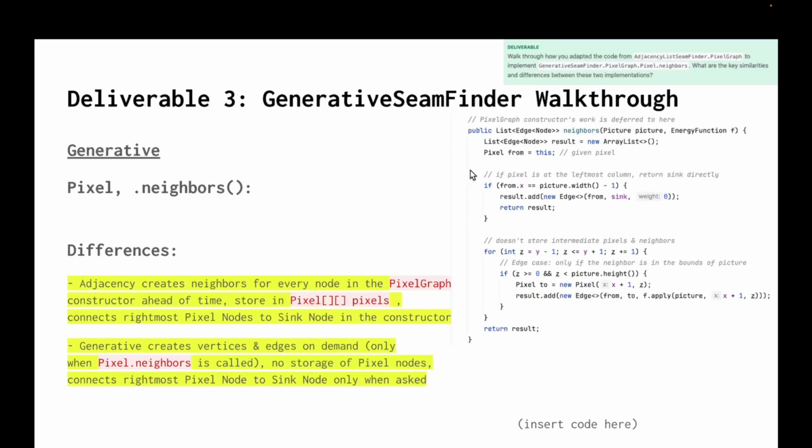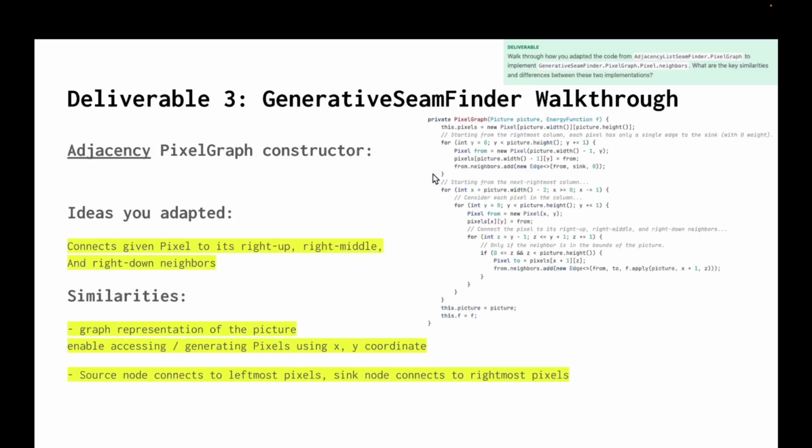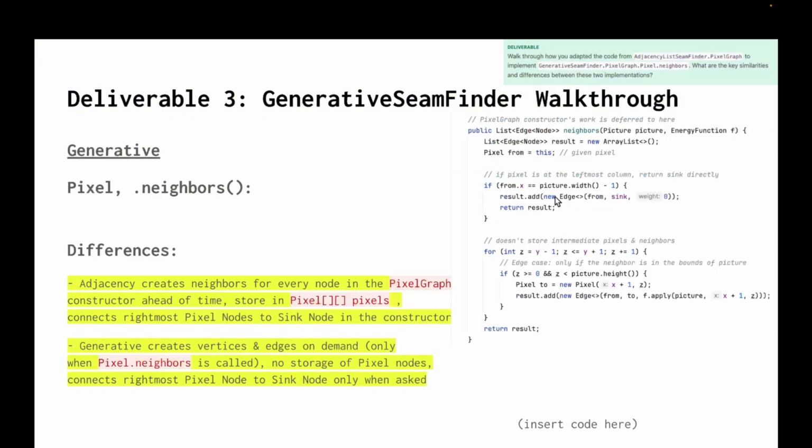Another key difference is that in the constructor, we're doing a for loop to connect all the rightmost pixels to the sink node. But for neighbors, we only check if it's at the rightmost. Sorry, it's a typo. We'll immediately return the sink node if it is.